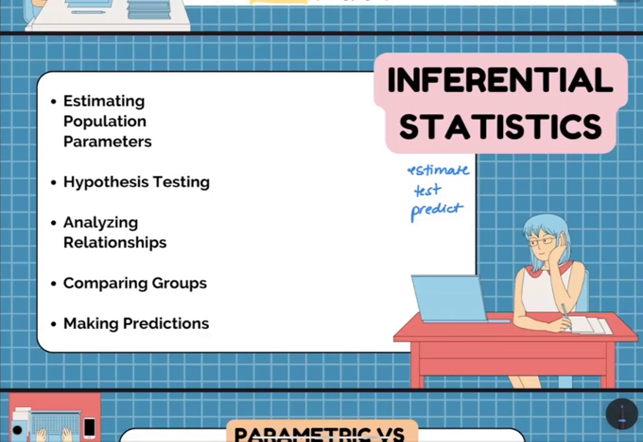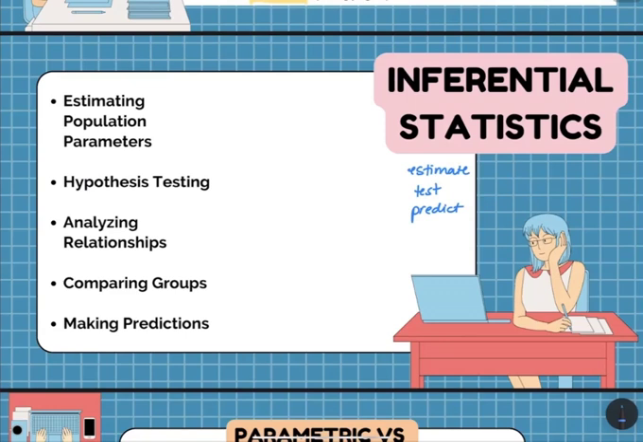So for instance, we can test if a new teaching method works better than the old one, or if study habits impact grades. Inferential stats help us go beyond describing data to making predictions and testing theories, which is a powerful step in research. And especially for sample data, inferential statistics is very, very helpful. Okay. So what do we do in inferential statistics?